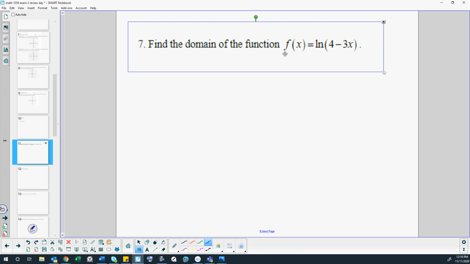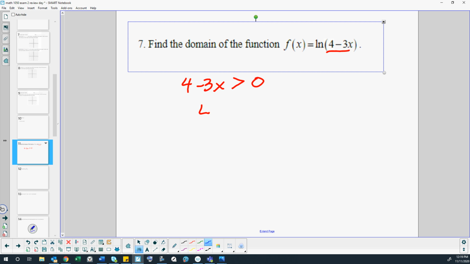That's in contrast to problems like square roots, where it can be 0, but it can't be negative. So there's that little teeny difference between the domain of an even root, like a square root or fourth root, and a logarithm. So it has to be greater than 0. All we do is take the argument of the logarithm, 4 minus 3x, and set it greater than 0. And then we solve it.